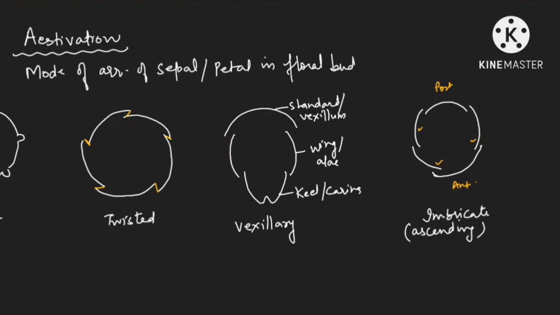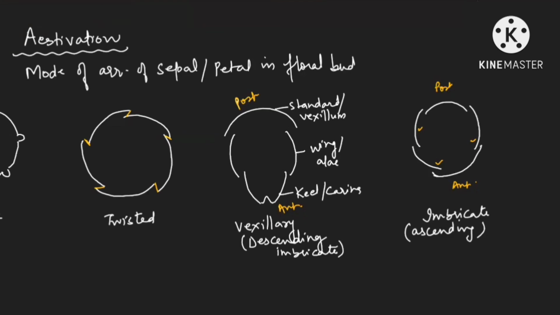Now come back again to the vexillary estivation. Check in the vexillary estivation, the posterior petal is actually overlapping the lateral ones, and the anterior one is totally overlapped. So it is coming from the posterior side and overlapping starts, and as a result, the anterior is totally overlapped, and we call such type imbricate. It is also known as imbricate, but this is known as descending imbricate. So vexillary estivation is also known as descending imbricate. Is it clear?